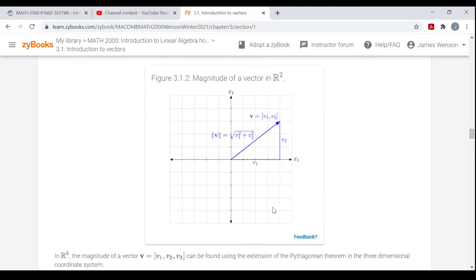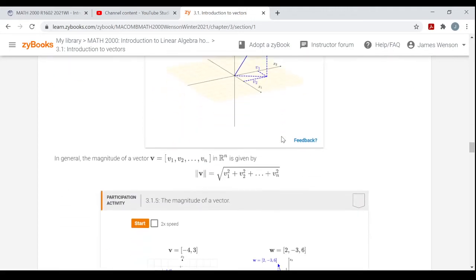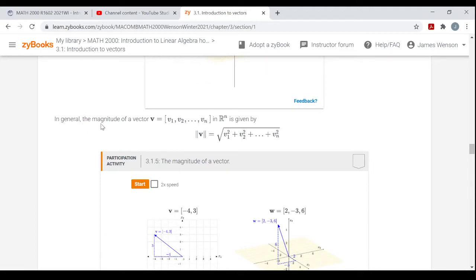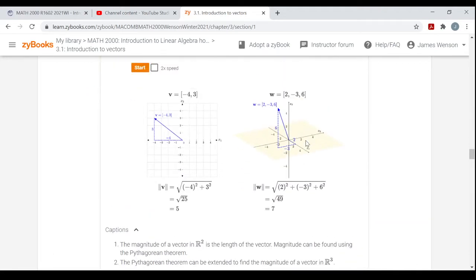And then it's just extended to R3. They show you a picture here. The length of a vector in R3 is just the square root of the sum of the squares of the components: V1 squared plus V2 squared plus V3 squared. And this extends to Rn. In general, the magnitude of a vector with n components is just the square root of the sum of the squares of the components. So they give you some examples here. I'll just go to the next activity where you're actually finding more magnitudes.